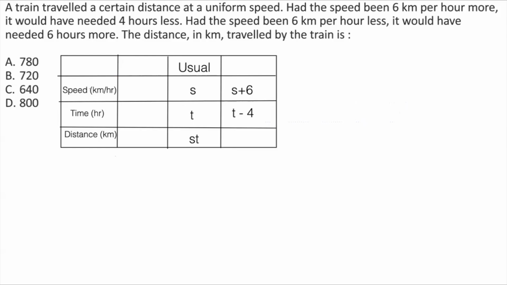In this case, the distance will be the speed into time. So s plus 6 into t minus 4. Similarly, had the speed been 6 kilometers per hour less, the speed would have been s minus 6. It would have needed 6 hours more.